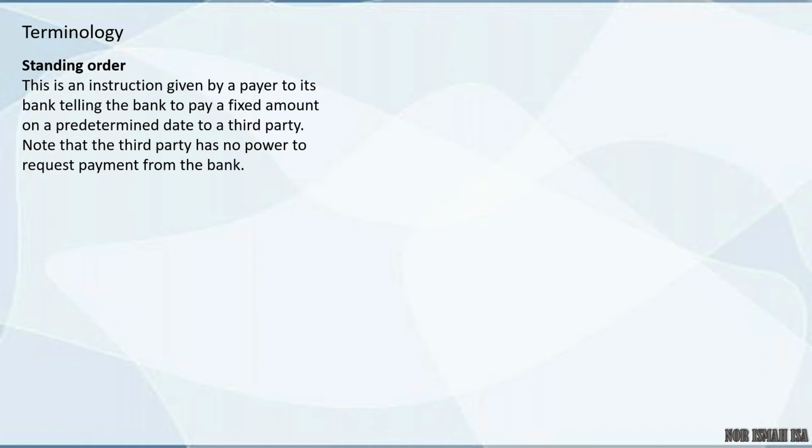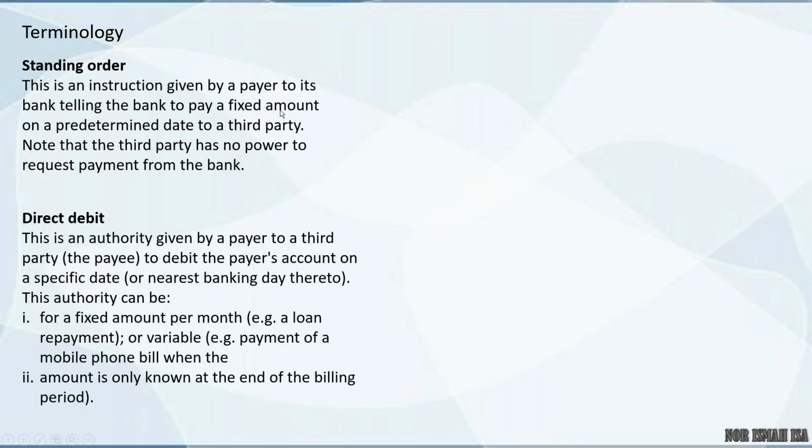So the amount is the fixed amount. So as the third party payable, for example, there is no power to request payment. The payment is the amount that has been asked by a business to pay on behalf of the business to the third party. And that is the direct debit, which is similar to the standing order, just that the amount is fixed or variable.